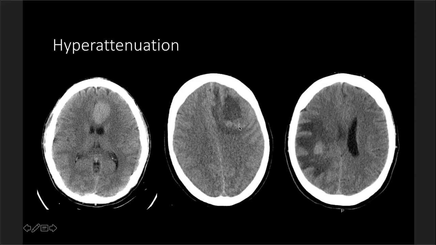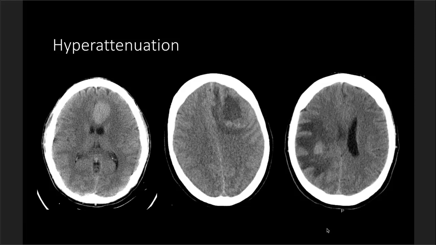And then this tumor has a nodular area of hyperattenuation. And what this hyperattenuation means is that the tumor has hypercellularity, so it has very densely packed cells, and that correlates with a higher grade in gliomas, and it's something that we also see in lymphoma.